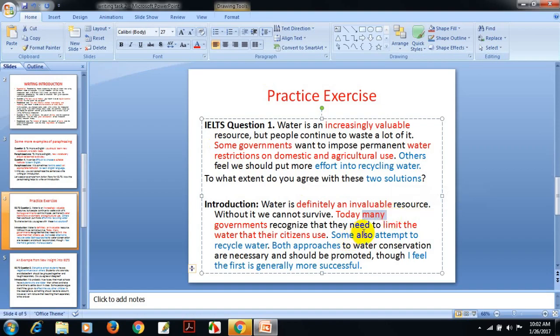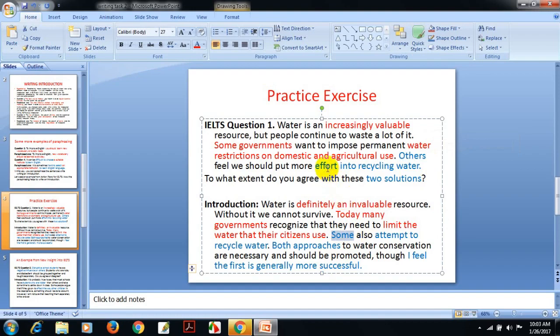And recognize that they need to limit the water that their citizens use. Here is water restriction on domestic and agricultural use. Here is limit the water that their citizens use. Okay. And others means here other governments, others. Instead of others, what you wrote? Some. Others is changed into some.